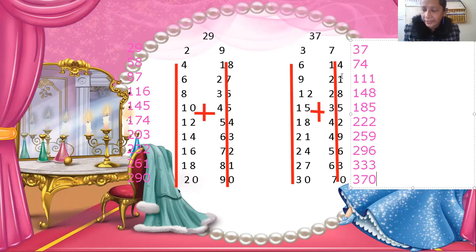With the help of a calculator you can check: 37 ones are 37, 37 twos are 74, 37 threes are 111, 37 fours are 148, 37 fives are 185, 37 sixes are 222, 37 sevens are 259, 37 eights are 296, 37 nines are 333, and 37 tens are 370. So like this is the table of 37.